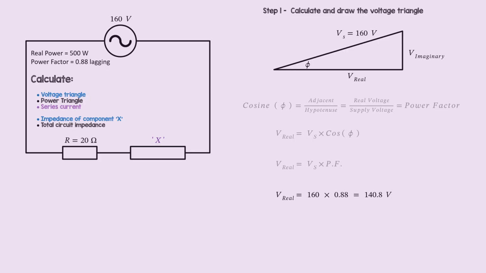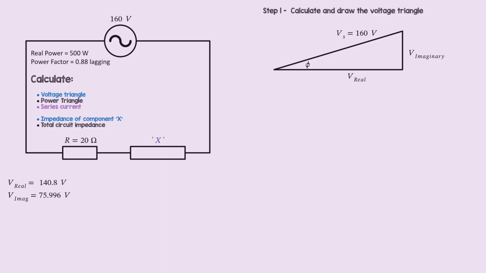We can use Pythagoras to find the inductor or imaginary voltage, which is the square root of Vs squared minus V real squared. The inductor voltage is 75.996 volts, call it 76 volts. So that's the voltage triangle completed. We could have found the phase angle, then used it to find V real and V imaginary using cos and sine, whichever way works for you.